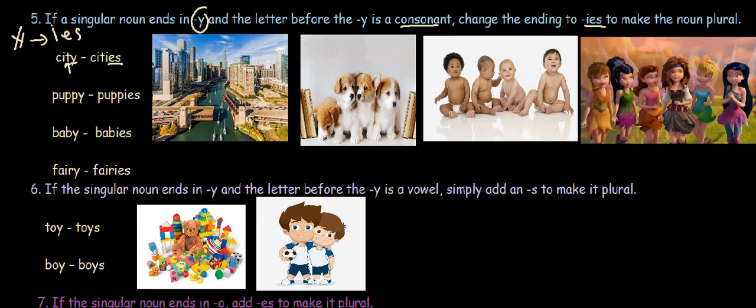Puppy. Before Y comes P, which is a consonant. Therefore, we can cut off the Y and add IES. Puppies. Baby. You cut off the Y because we have B, which is a consonant, and add IES, babies. Fairy. You cut off the Y and add IES, you get fairies. So that is our fifth method.